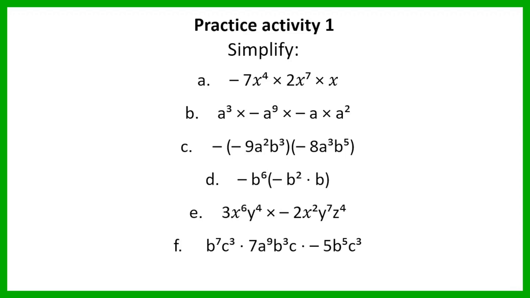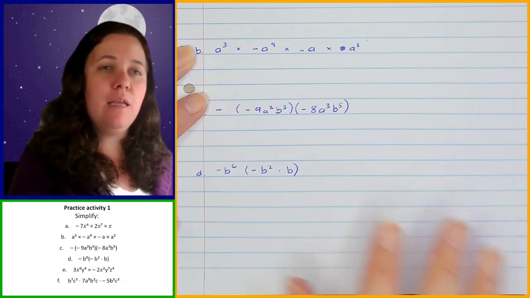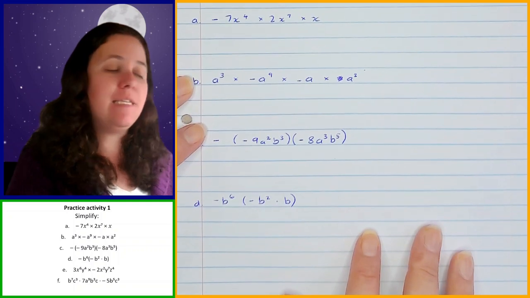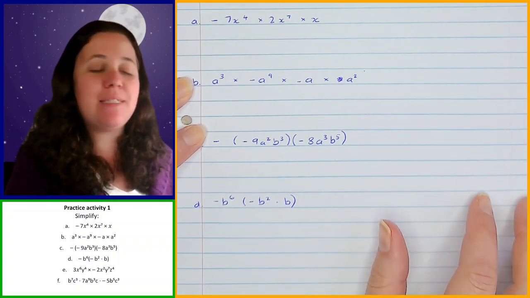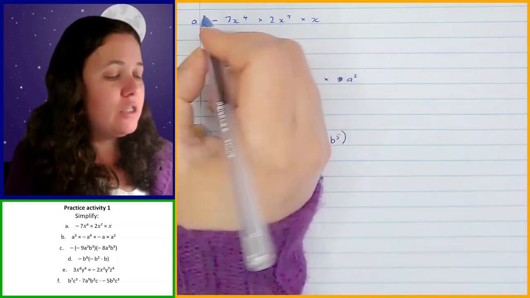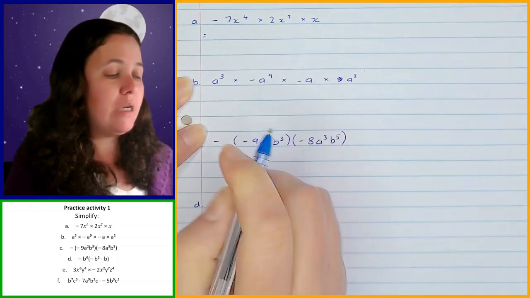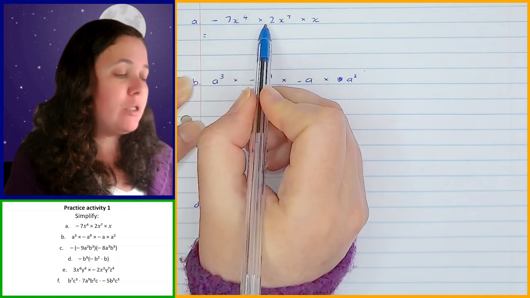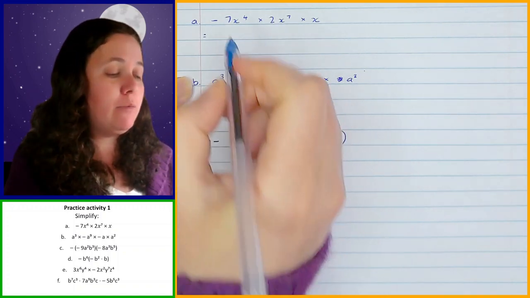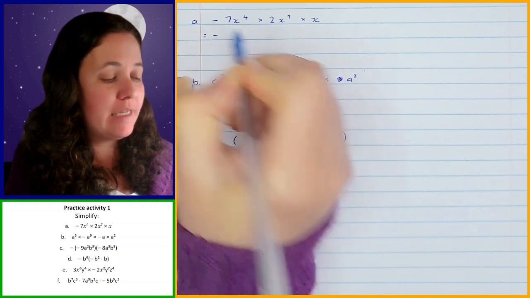Okay, so let's go through each of those examples. The first one we've got is negative 7x to the power of 4 times 2x to the power of 7 times x. The first thing we're going to do is determine what our sign is going to be. I've got negative times positive, that's an odd number of negatives, so my answer is going to be negative.